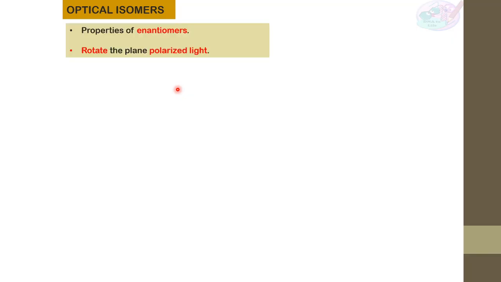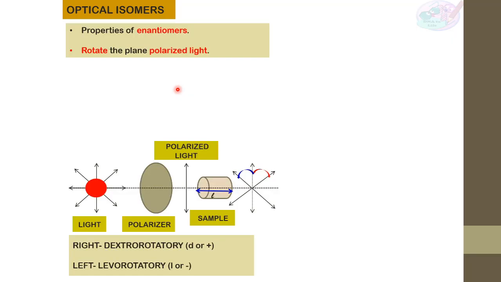Next one are optical isomers. Optical isomerism is a property of enantiomers, meaning DL sugars are also optical isomers. DL sugars have the property to rotate plane polarized light. That's why they are called optical isomers. Optical means light. Since they are rotating the light, they are optical isomers.